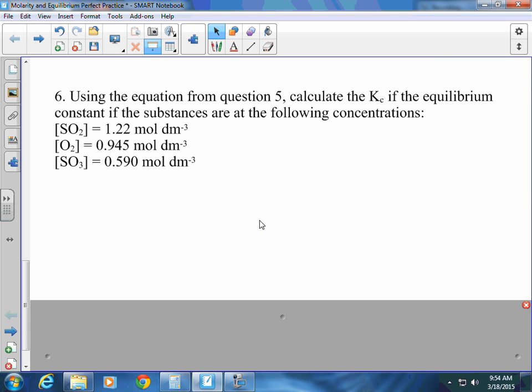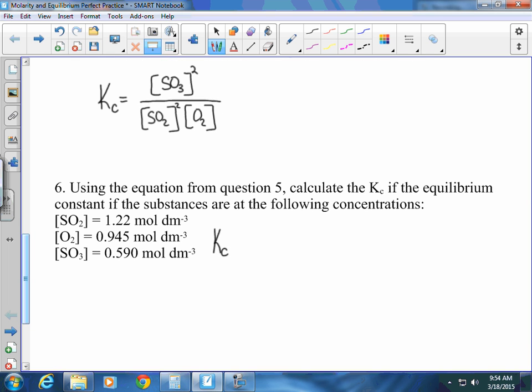Okay, so the concentrations listed are the concentrations at equilibrium. And remember from question number 5 up here, we're going to have the concentration of SO3, we're going to square it, and divide it by the concentration of SO2 squared, and then the concentration of O2.